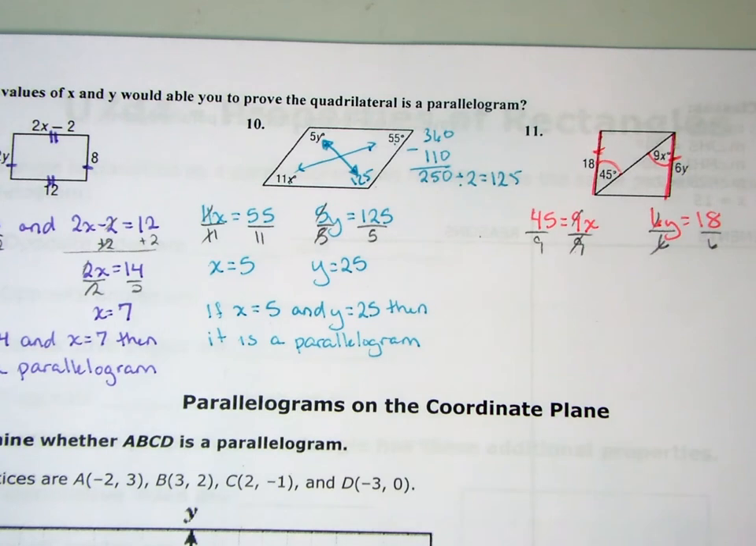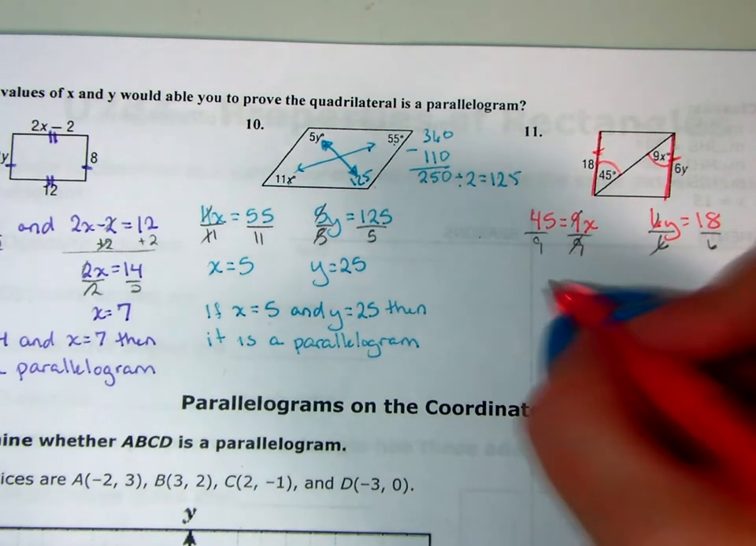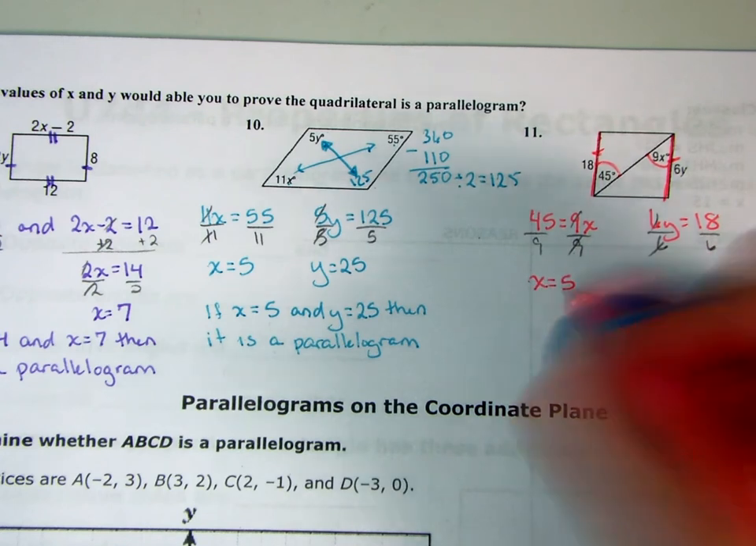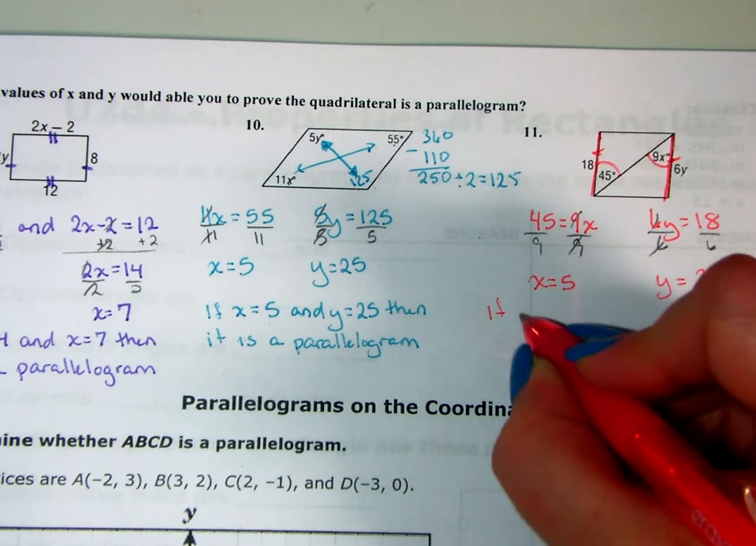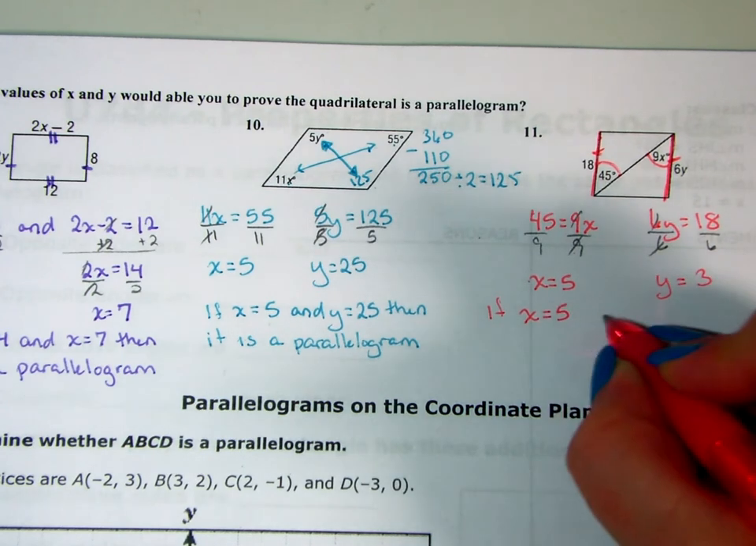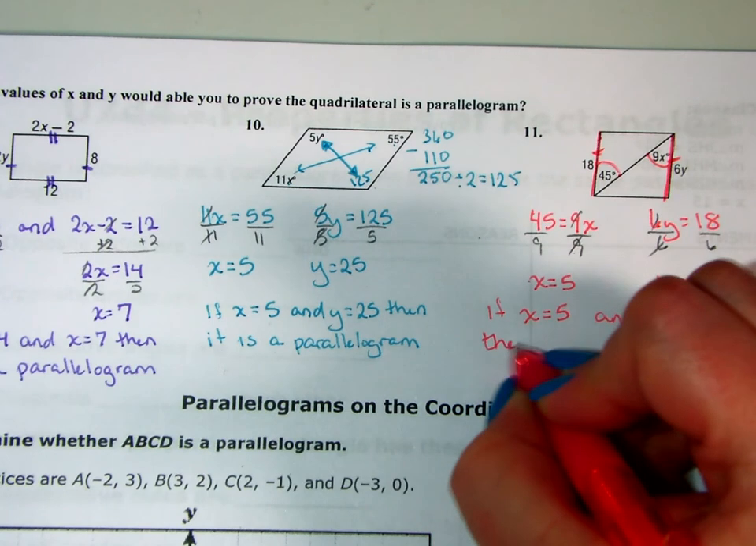How big is x going to be? 5. How big is y going to be? 3. So if x equals 5 and y equals 3, then it is a parallelogram.